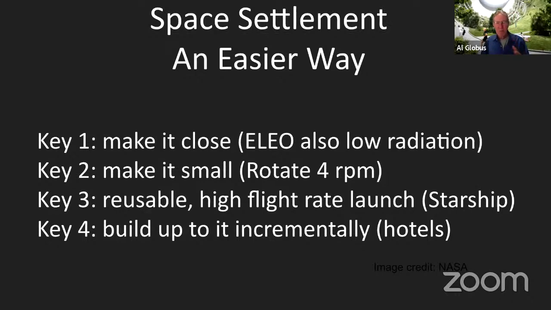If you're trying to build a small, easy-to-build settlement to get started, a starter settlement, if you will, there are 4 keys. The first is put it close, in equatorial low Earth orbit, because that keeps the radiation down too. Make it small, rotating at 4 RPM, which means it's only 112 meters in diameter. Make it take the reusable high flight rate launches that are coming in order to launch it from Earth. And it turns out that's reasonable. And then build up incrementally for bigger and bigger hotels until you get to the size of Kalpana 2, and you just built your first space settlement.